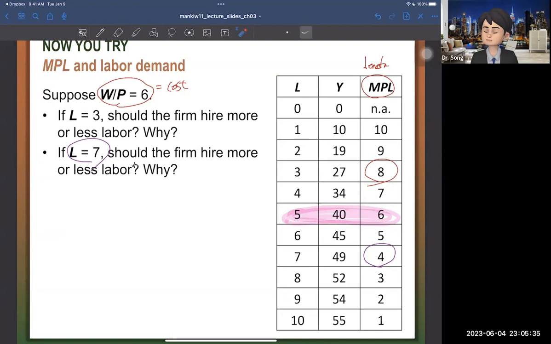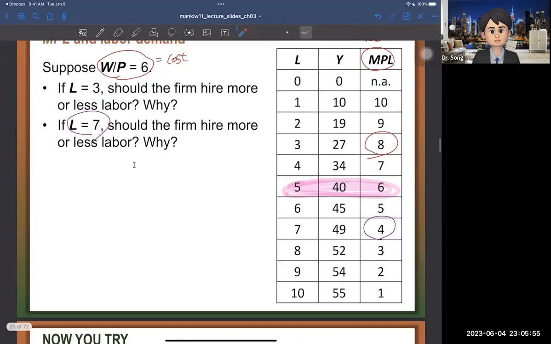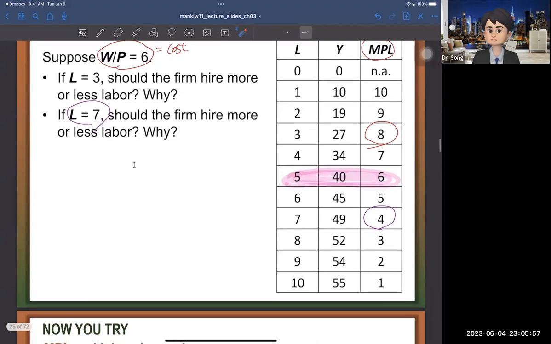But when you have the 6th worker, then what happens? His benefit, his contribution is less than the cost, then you are not going to have him. So here, having the 5 workers is optimal, okay? All right, so then why do we need to study this MPL and the cost, right? Benefit and cost. Because by knowing this, we can get to know the demand for labor.